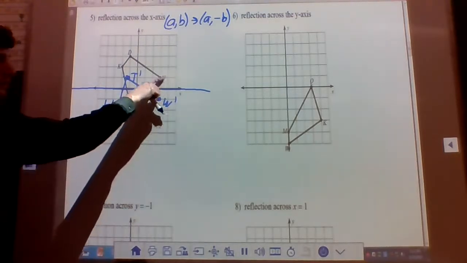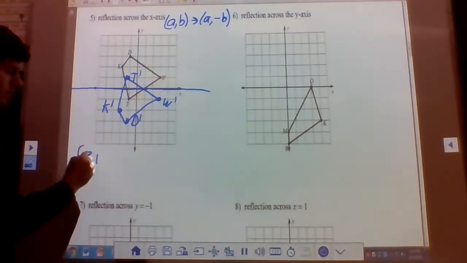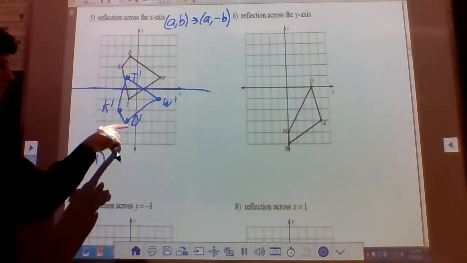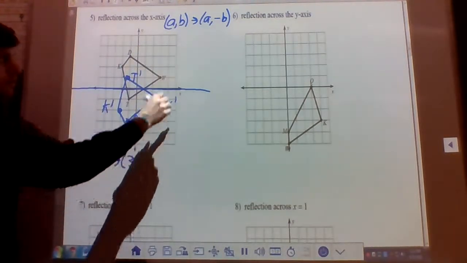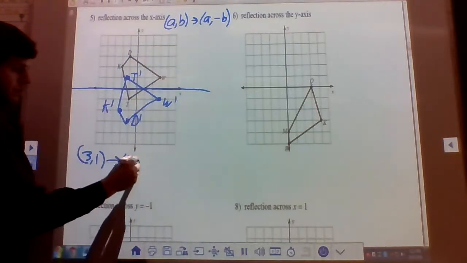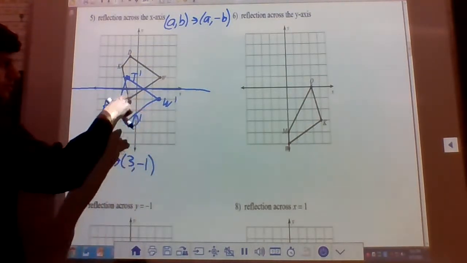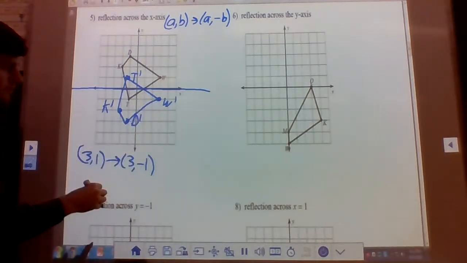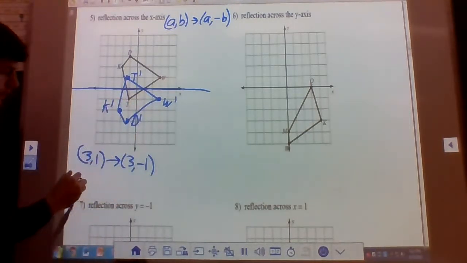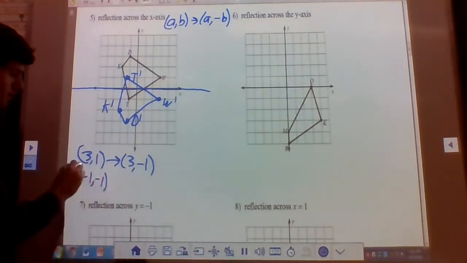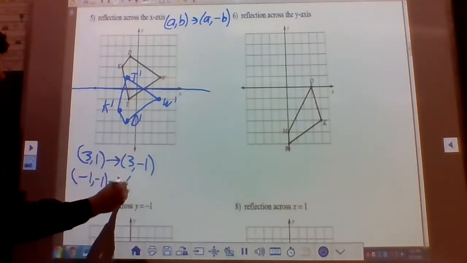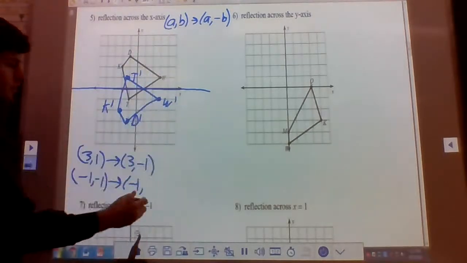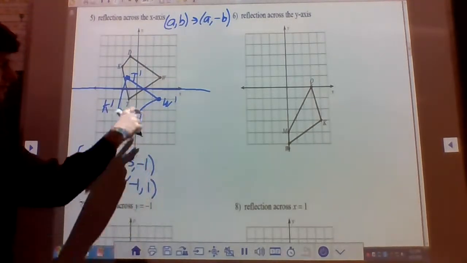W is (3, 1). Okay. So (3, 1) is going to go to... 3 is going to stay the same, and we're going to flip the sign for b, so it's going to become negative. So (3, 1) becomes (3, negative 1). Okay, T is (negative 1, negative 1), which is point T. Okay, it is going to stay negative 1, and then we flip the sign in the second coordinate, so that becomes positive 1.